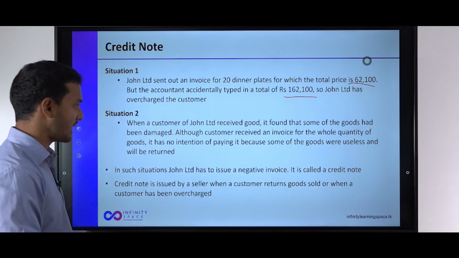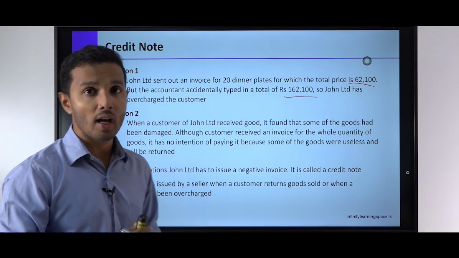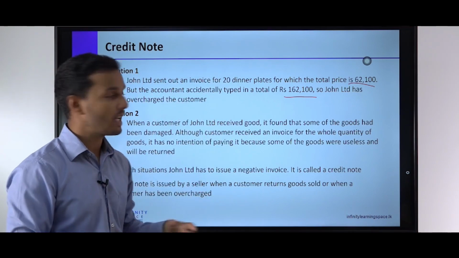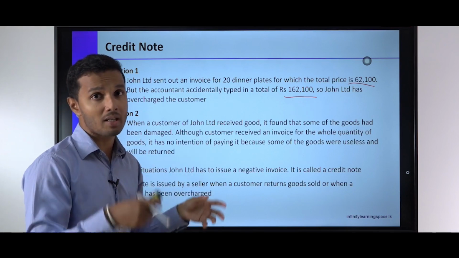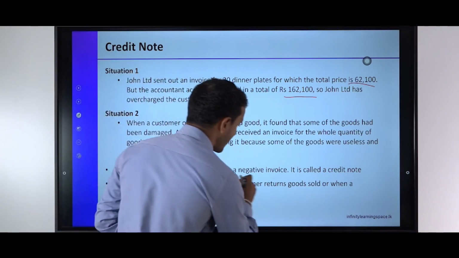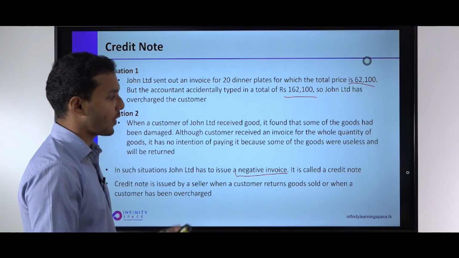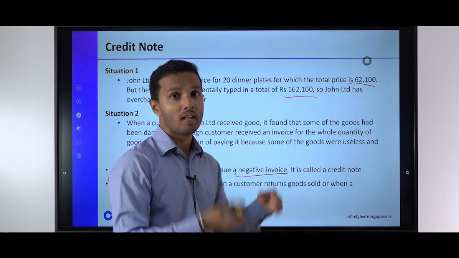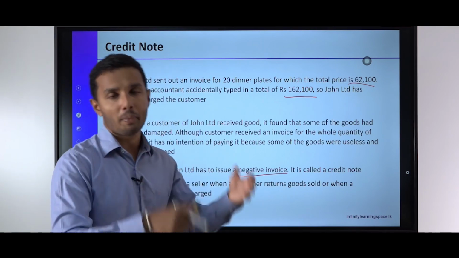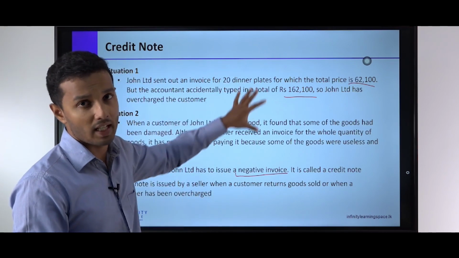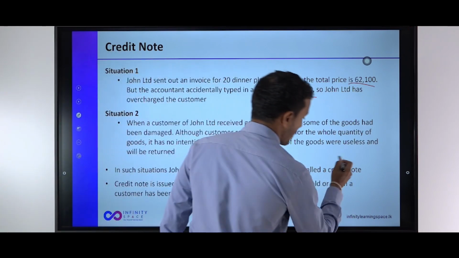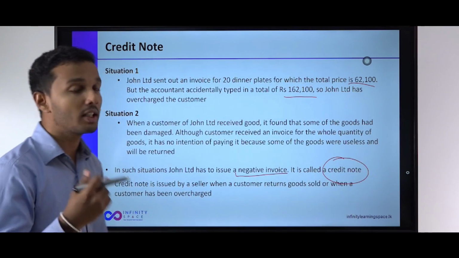Now in situations like that, John Limited has to issue a negative invoice because in this example, the invoice they have issued is too much. Here also they have issued an invoice that is too much because some of the goods are being returned. So in those situations, John Limited has to issue a negative invoice. This negative invoice we call the credit note. Now in a normal invoice, the business is asking for money from the customer. But by issuing a negative invoice, they are doing the opposite, cancelling some of that mistake. We don't call it a negative invoice, we call it a credit note.